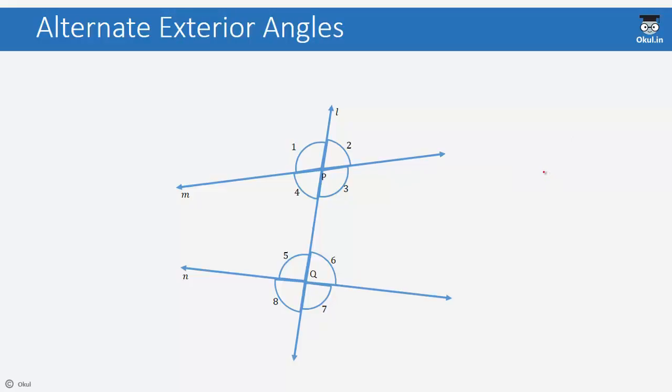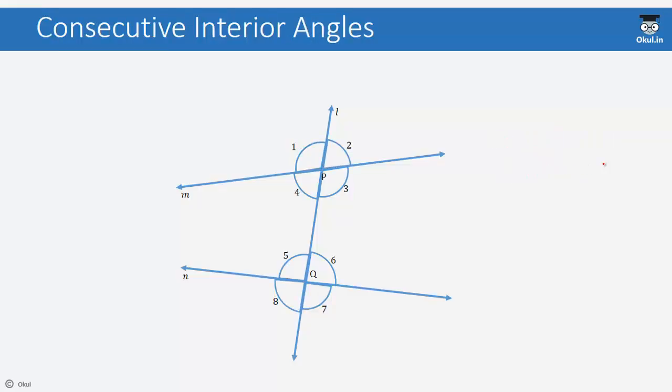Since we are talking about exterior angles, we are talking about the angles which are formed on the outer side of M and N. So we have 1, 2, 8 and 7. As the name suggests, they have to be alternate. So angle 1 and angle 7 are the first pair of alternate exterior angles, and angle 2 and angle 8 are the second pair of alternate exterior angles. We can write that the first pair is angle 1 and angle 7. Then the second pair is angle 2 and angle 8.